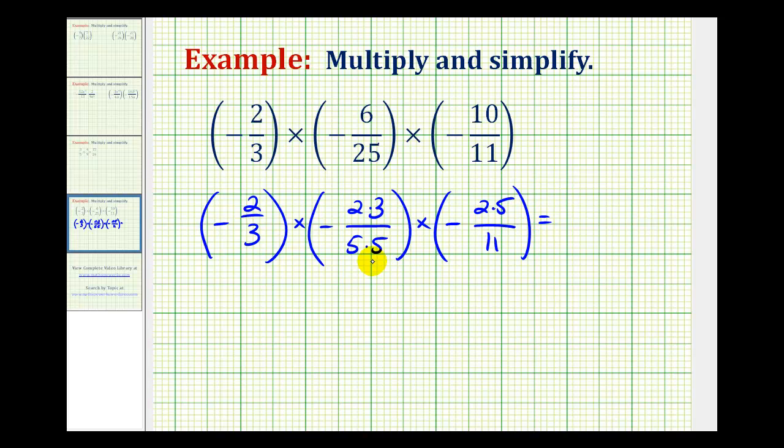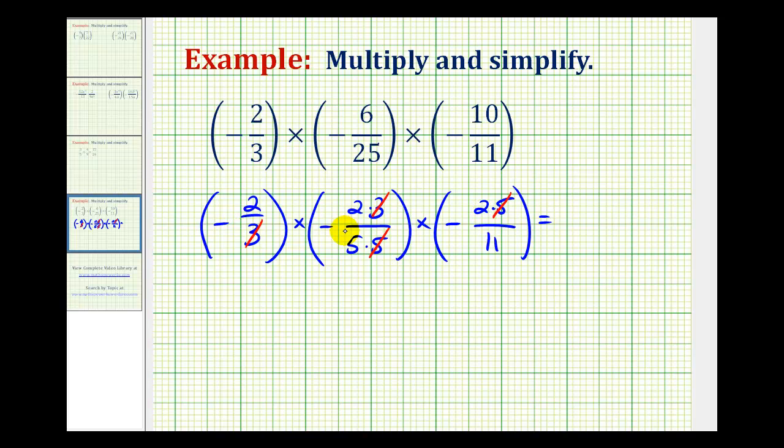Now that everything is in prime factored form, we're looking for common factors between any numerator and any denominator. For example, this numerator and this denominator contain a common factor of 3, which simplifies to 1, and we also have a common factor of 5 here and here. And now we can go ahead and multiply, but let's first determine the sign of this product.